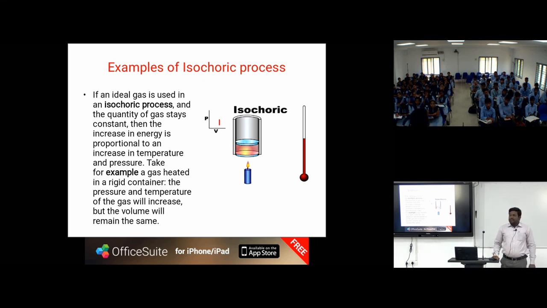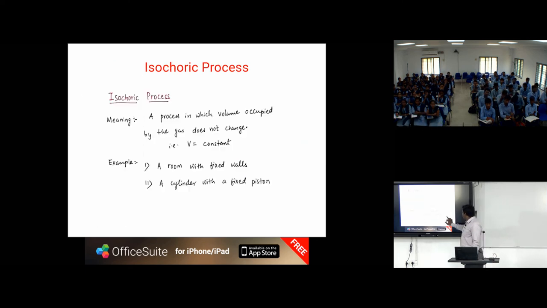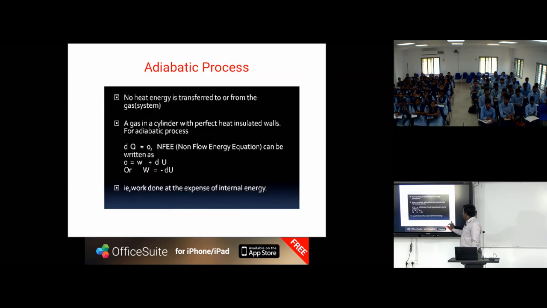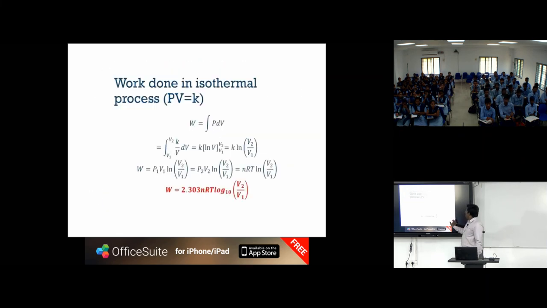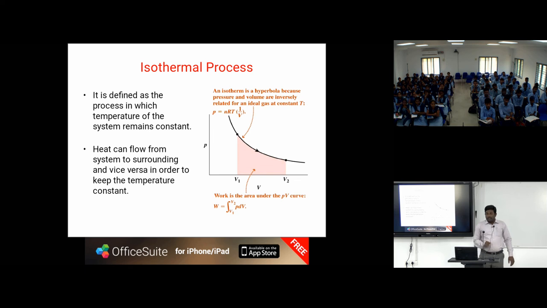In a thermodynamic process, we can relate any change of the system to one of these four forms. Now, once again, in a quick glance, we have four processes: isothermal process, adiabatic process, isobaric process, and isochoric process.